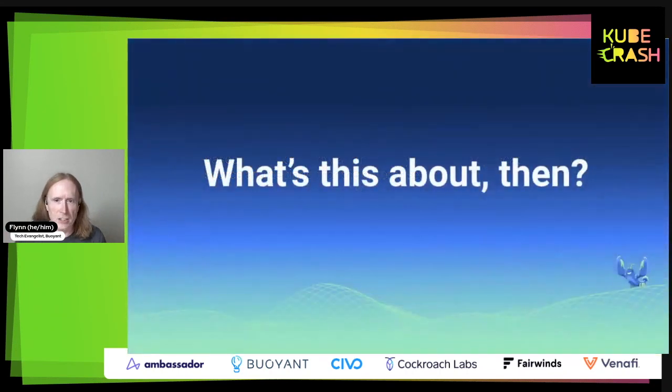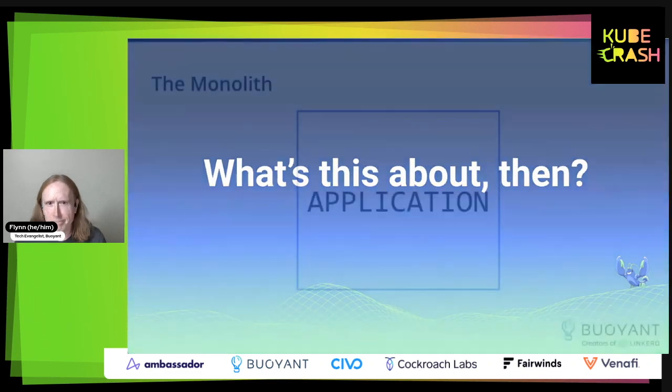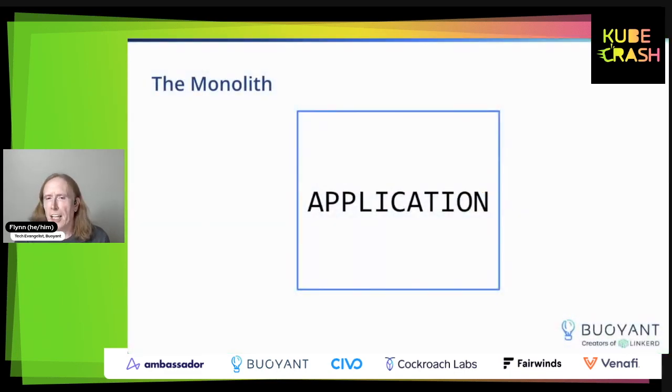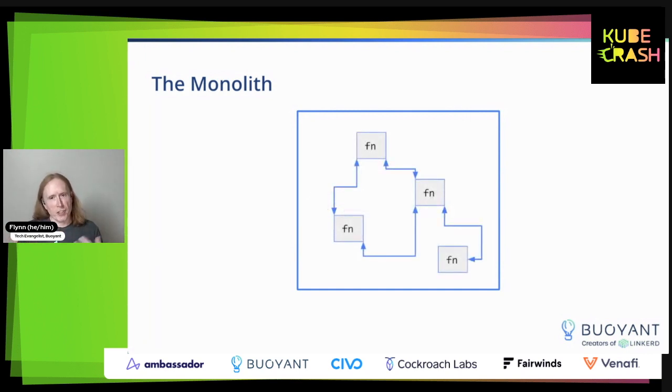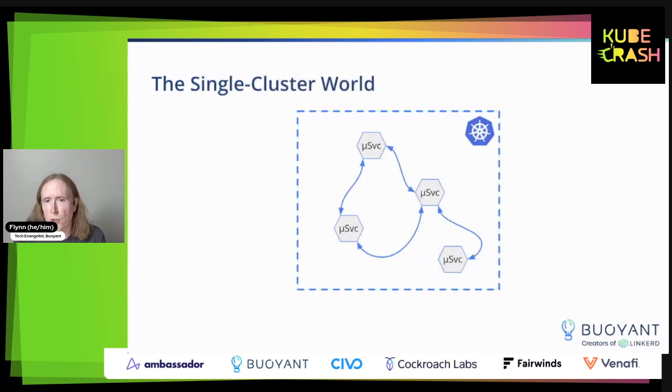All right. So what's all this multi-cluster stuff about then? If you look back in history, we started off doing everything in terms of monoliths, where the application was all self-contained, and inside you would have a bunch of functions all calling each other. These were convenient in some ways and very inconvenient in other ways, and we ended up replacing those with this single cluster world, where instead of having everything self-contained in one application, you would have a bunch of microservices running in a cluster, which should be familiar to everybody, and all the microservices would talk to each other.